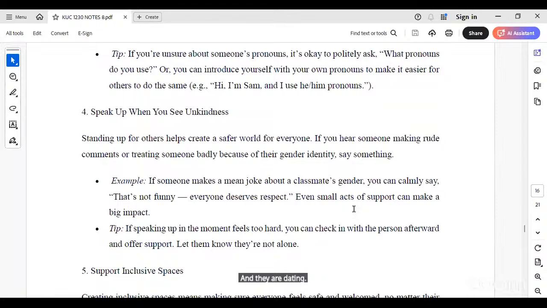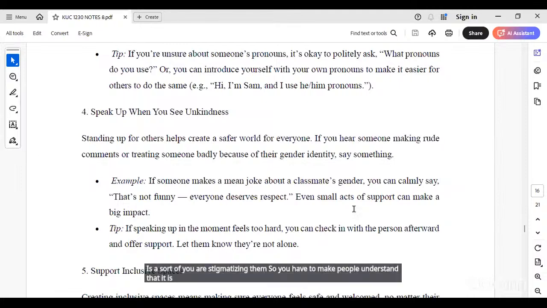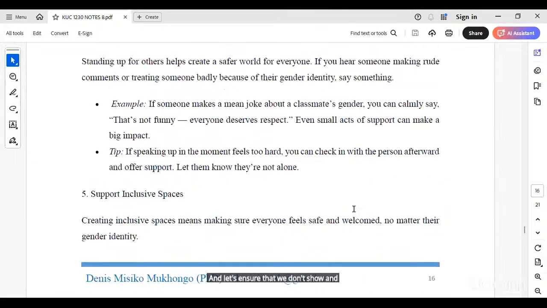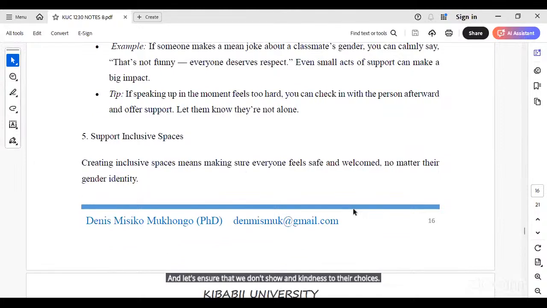You know, is unkindness, is a sort of, you are stigmatizing them. So you have to make people understand that it is their choice. So let them be. Okay. So we have to respect what people have chosen to be. And let's ensure that we don't show unkindness to their choices. Then we need to support the creation of these inclusive spaces. So a space where everyone can feel comfortable.